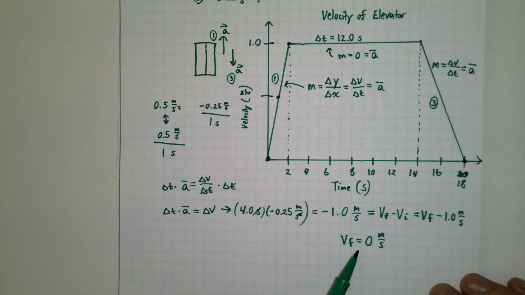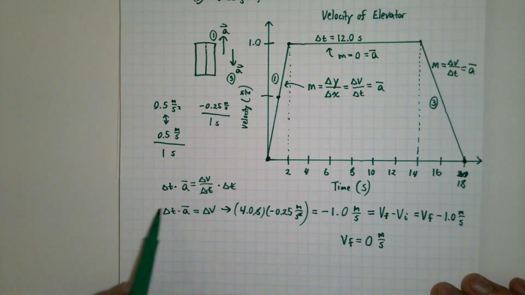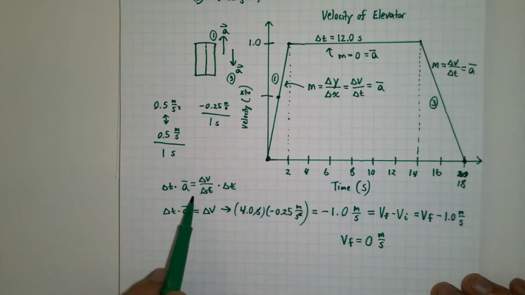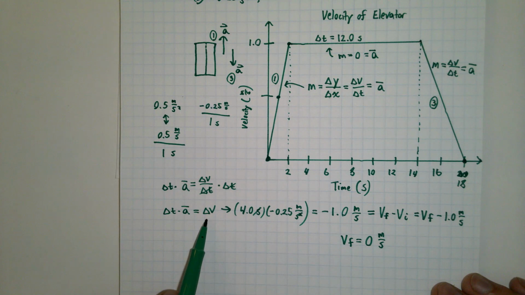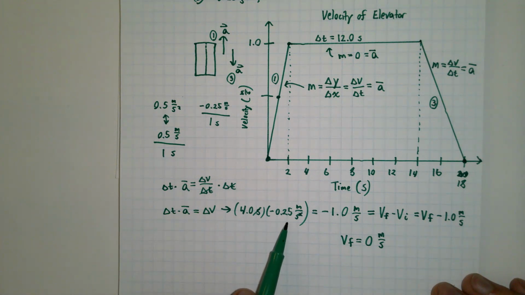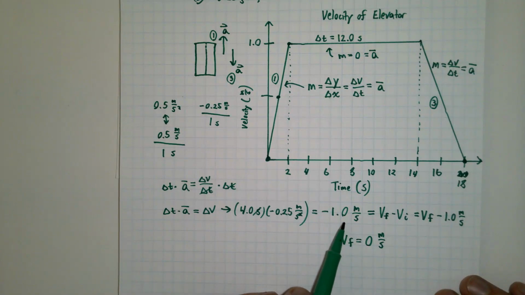To touch back on this again, the math I did here was I simply said, well, the change in velocity is defined this way. With this equation, we just rearranged the acceleration equation very simply, and end up with a change in time times our average acceleration gives us the change in velocity that our object goes through. In this case, our object is the elevator. Plug in the numbers for a change in time. The measurement for average acceleration gives us the change in velocity must be negative 1.0 meters per second.